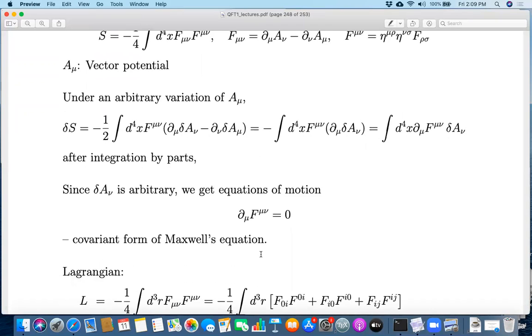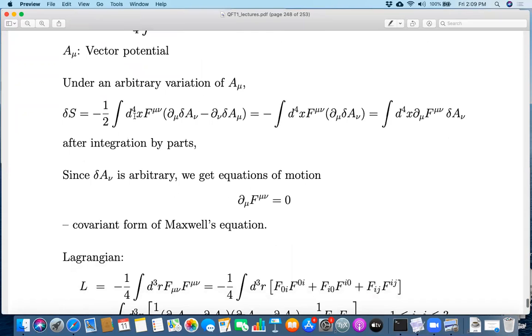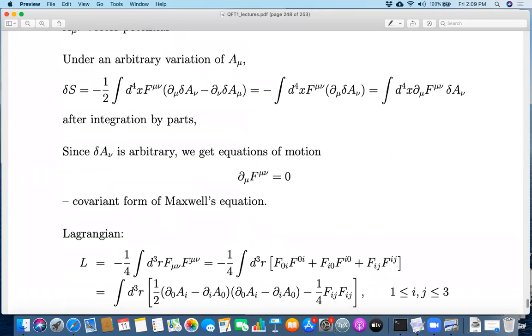Okay, so now let's write down the Lagrangian. The Lagrangian, of course, you just drop the time integral. From this, the Lagrangian is minus 1/4 integral d3x F mu nu F mu nu. That's what I've written here. And now I'm going to rewrite this explicitly in terms of space and time coordinates separately. So mu can be either a space coordinate or the time coordinate, and nu can be either a space coordinate or the time coordinate. I'll denote the time coordinate by 0 and the space coordinates by i, where i or j can take values from 1 to 3.